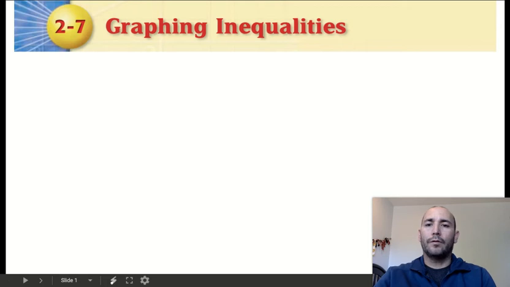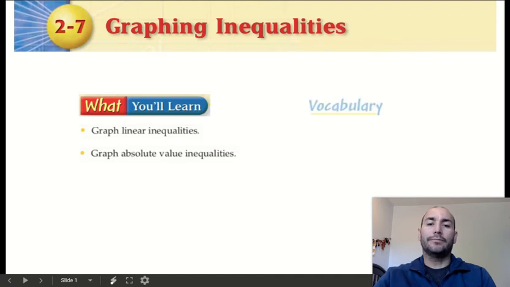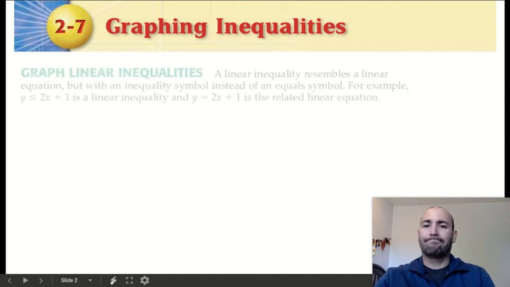All right, so we're going to be going over chapter 2, lesson 7, graphing inequalities. This is the last section in this chapter. So we're going to learn about graphing linear inequalities and then also graphing absolute value inequalities. So really the main vocabulary to keep in mind here is a boundary. So we'll talk about that in the lesson.